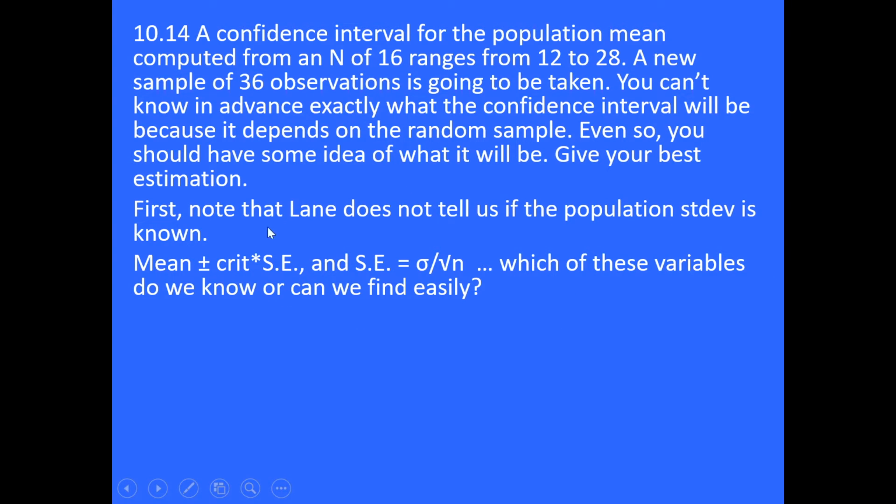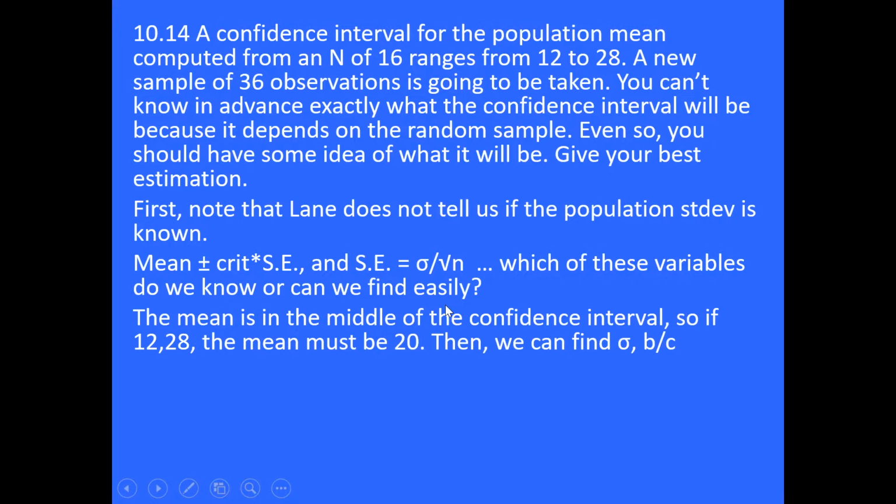Well, remember that in a confidence interval, the mean is always right in the middle. So we can find what the mean is. So if you have 12 to 28 as the confidence interval, can you see that if you subtract 12 from 28, you get 16? So half of that would be 8, right? And if we add 8 to the lower number, 12, that means that 20 is right in the middle. In other words, you have 8 on either side of it. So that has to be the mean.